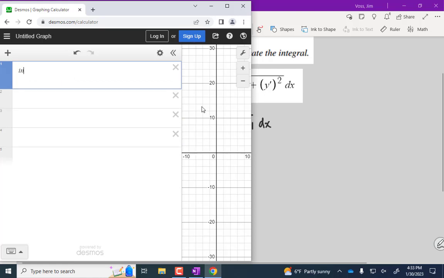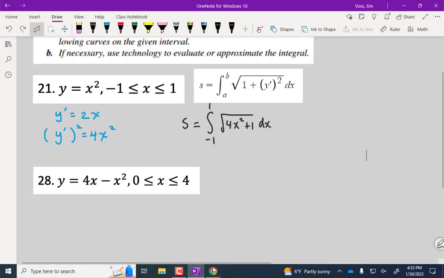So here for us, we just type INT. What were our limits of integration? 1 and 8? Or something else? -1 and 1? Yeah. -1 and 1, okay.